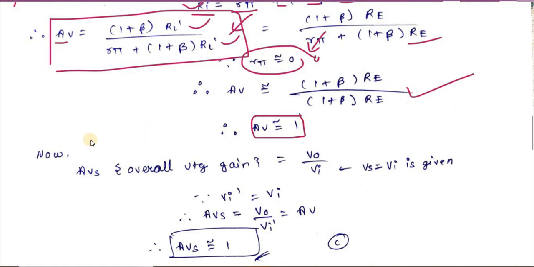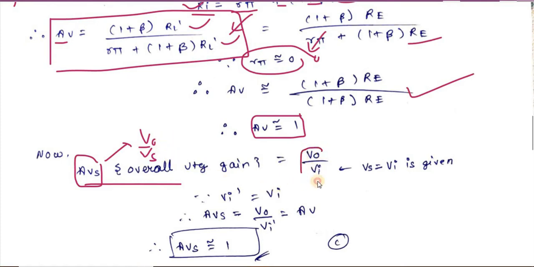Now in the question we require the overall voltage gain. The notation that we use for overall voltage gain is Avs, and it is nothing but Vo by Vs. But in the question, in place of Vs, it is written Vo by Vi. So that's why we were using Vi dash, right?